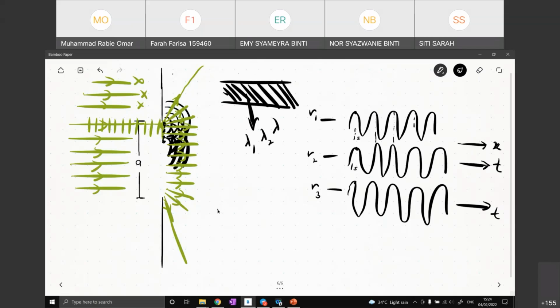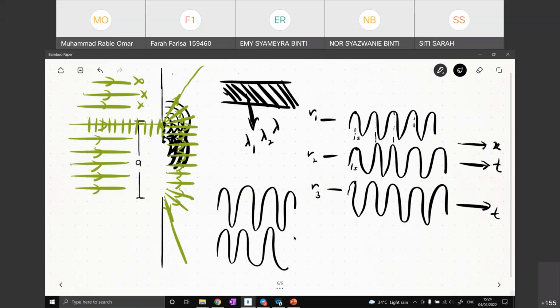So maybe wave number 1 is like this, and then you have a mixture of the other light ray, maybe like this. So the maximum does not meet with the maximums, not necessarily, okay? So it's a mixture of many phases. It's a combination of rays.